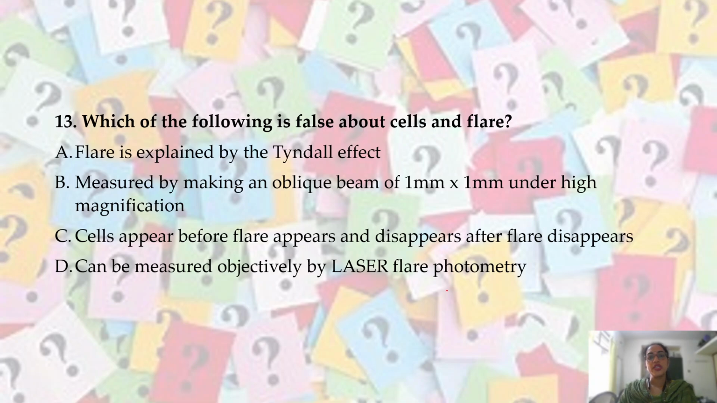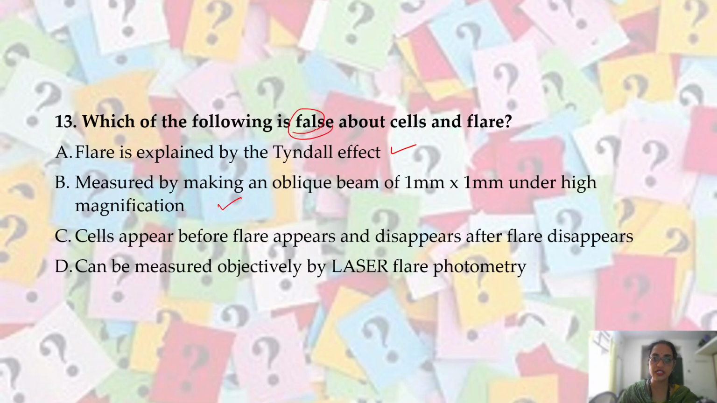So which of the following is false about cells and flare? Cells and flare are a sign of activity in the eye. Flare is explained by the Tyndall effect, right? Tyndall effect is seen when there is a turbid medium and you see particles within the medium going here and there. So this is known as a Tyndall effect in physics. It is measured by making an oblique beam 1 by 1 mm under high magnification, true.